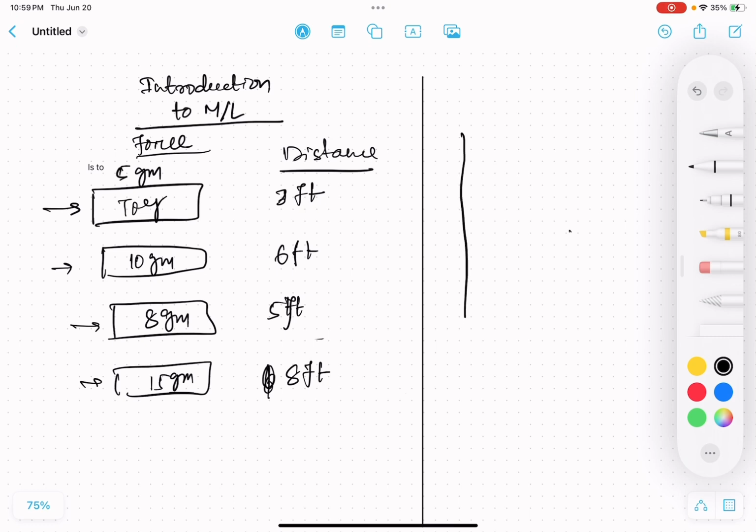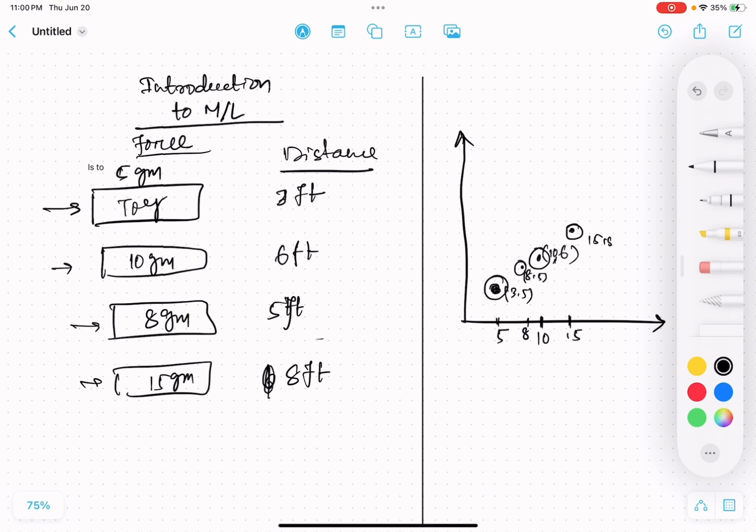So when you look at this data in a graph, if I apply 5 grams of force, the car moves 3 feet. So this is going to be 5 and 3. If I apply 10 grams of force, the car moves 6 feet. So this is going to be 10 and 6. And let's say if you apply 8 grams of force, the car moved 5 feet. So this is 8 and 5. And let's say if you applied 15 grams of force, the car moved 8 feet.